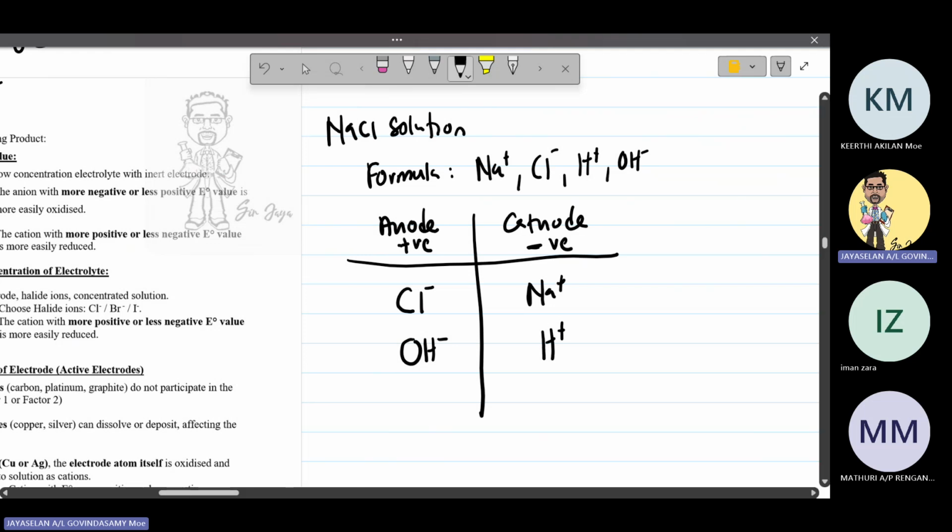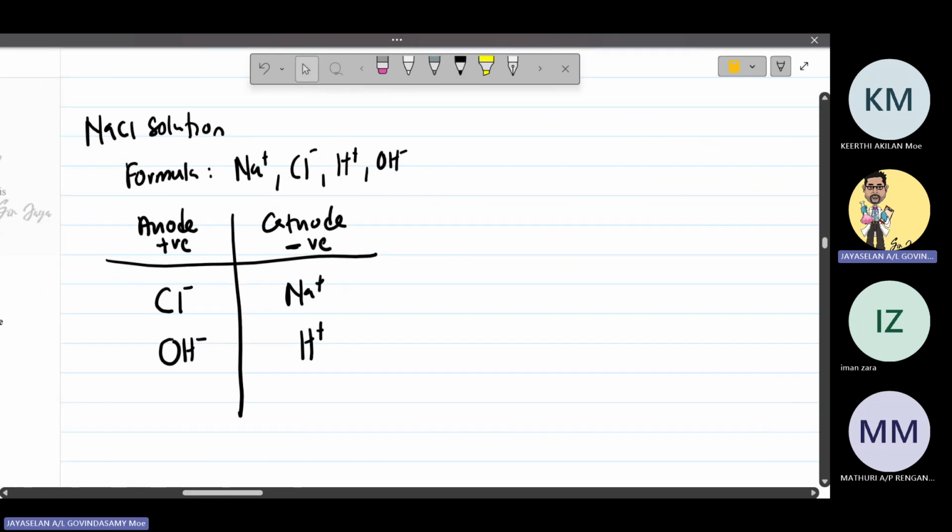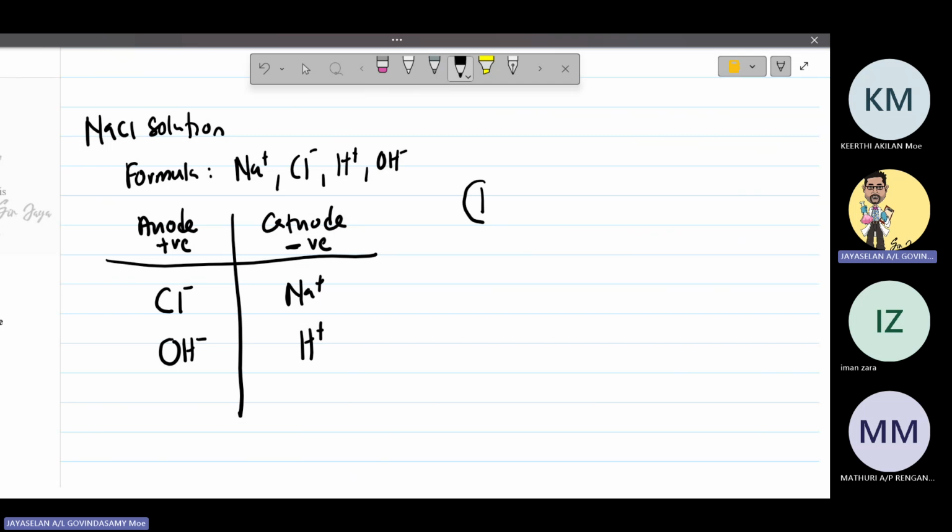Satu ion saja akan dipilih. So, you kena buat apa? You have to refer the factor. Kita ada factor 1. What is factor 1? Dalam buku, kalau kamu tengok panjang tau, tak perlu hafal tu. Factor 1, remember E not value. So kita ada berapa factor? Factor 1, E not value.